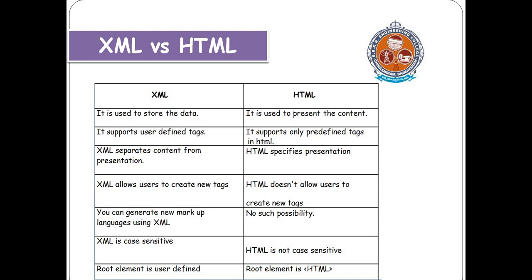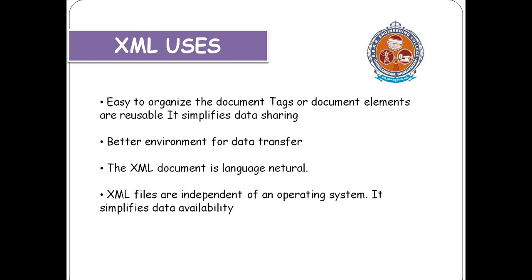In XML the root element is defined by the user, but in HTML the root element is html. That means in XML the root element is defined by the user as they wish, but in HTML the root element should be html. So what are the uses of XML? It is easy to organize the document tags.